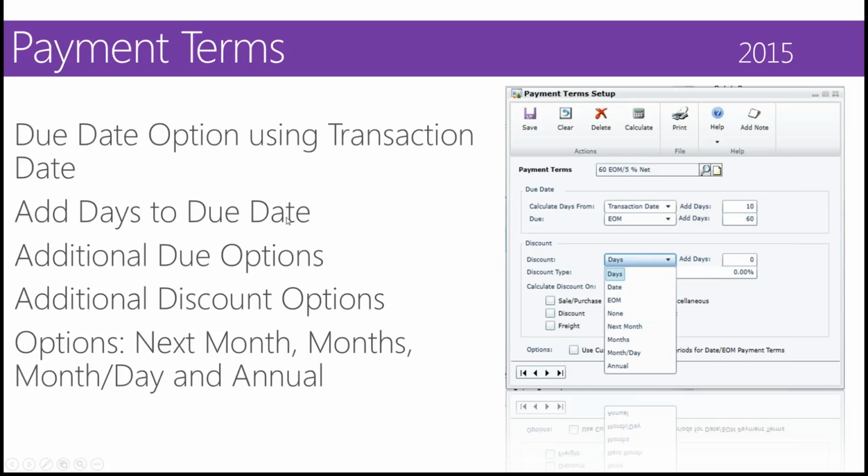And this is going to allow you to do so, where you can have additional days to due date option, additional due options, and additional discount options. Your options are going to be next month or X month, month, day, and annual. So that's a nice screen to look at there.